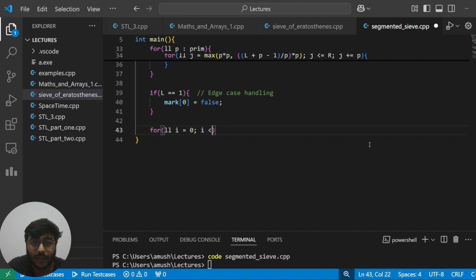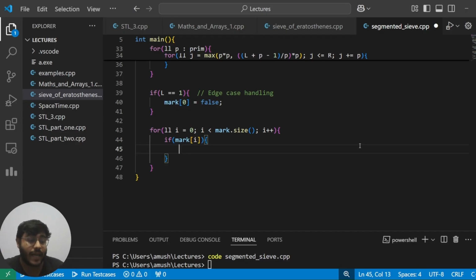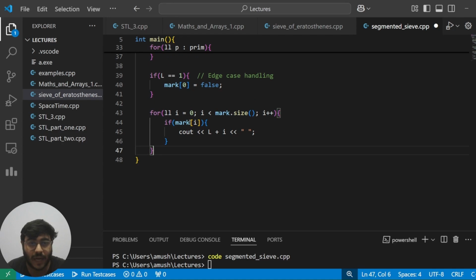I equal to 0, I less than equal to what? R minus L. What was the size? Let's say mark dot size, I plus plus. And if what? If mark of I is true, then which number is actually prime? Let's say if the ith index is unmarked. Okay, if it is still unmarked, basically means that it is still true. Then actually the number L plus I is prime, right? So remember this. If the ith index is unmarked, which means it is still true, it basically means that the number L plus I is prime, right? And then we just print it with a newline.